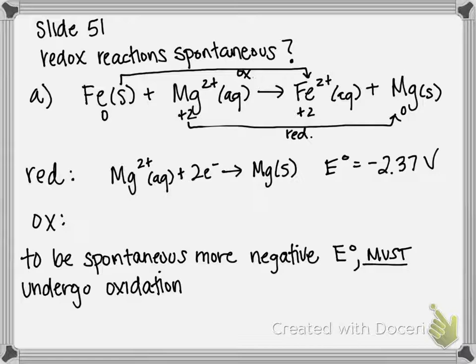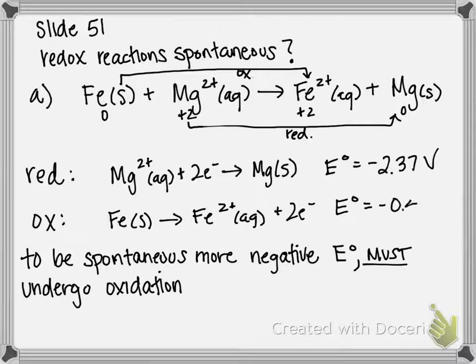So for this one, it's going to be Fe solid, and I'm writing this as an oxidation reaction, but the standard electrode potential is technically for a reduction. Iron going to iron 2+, including 2 electrons. And the standard electrode potential for that is negative 0.45 volts.